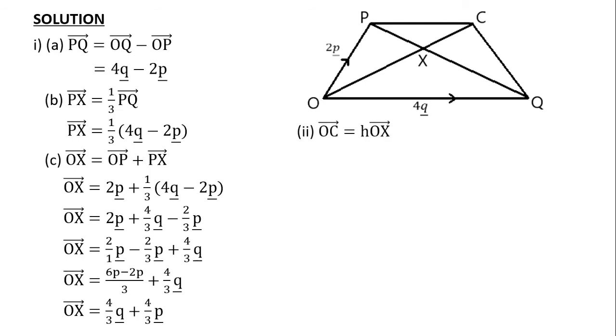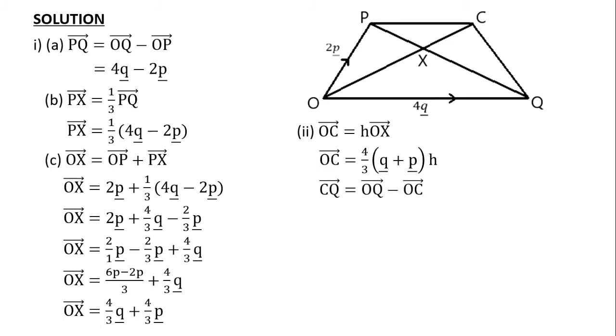Find vector OC, given that vector OC is equal to H vector OX. So what we are going to do is to replace vector OX with 4 over 3Q plus 4 over 3P. It's going to look like that. Factorize 4 over 3. When you factorize 4 over 3, you are going to have 4 over 3, open your bracket, Q plus P, close your bracket. We have that H, which has to be factorized.